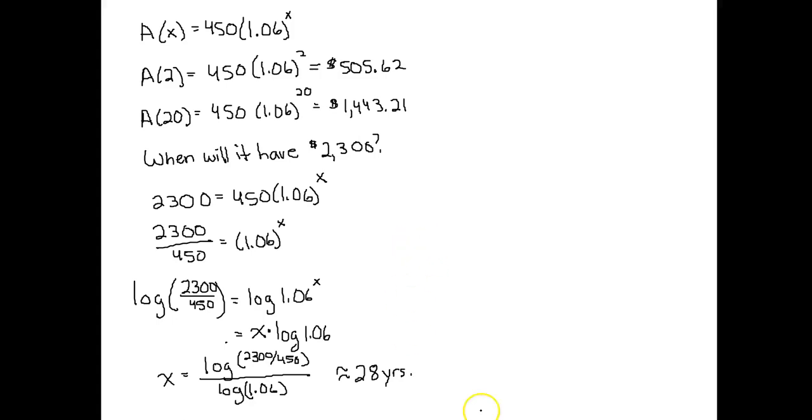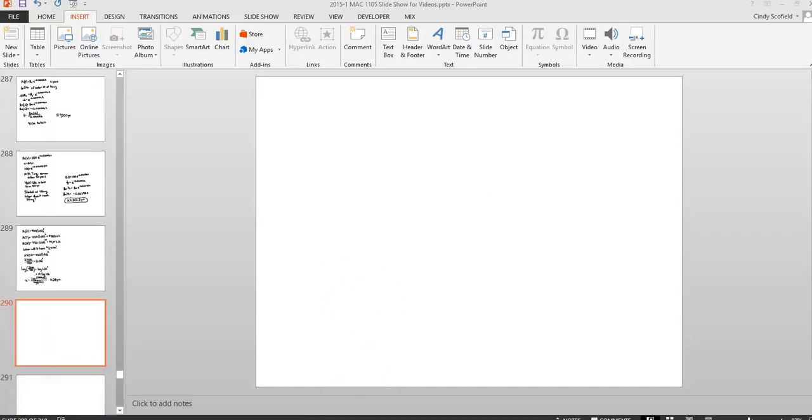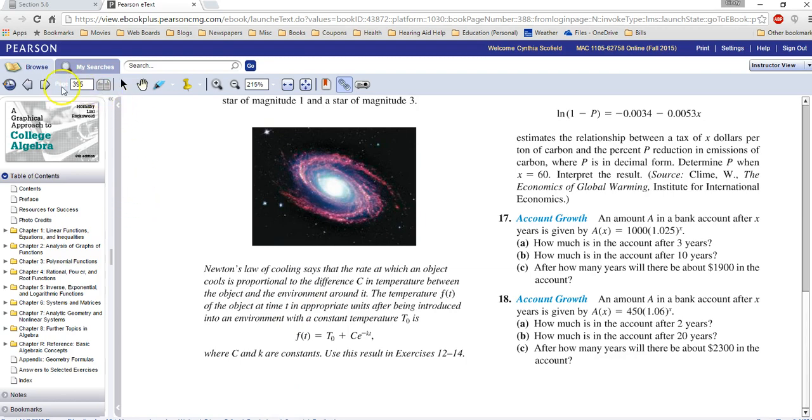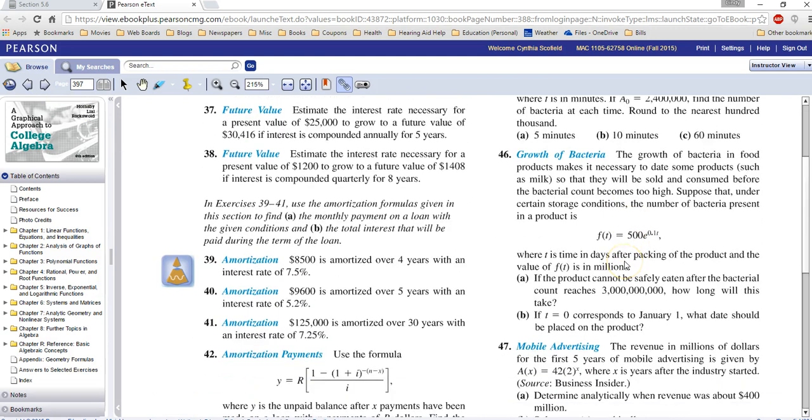Okay, we'll do 2 more questions with you. Next one's on page 397, number 46. The growth of bacteria in food products makes it necessary to date some products, such as milk, so they will be sold and consumed before the bacterial count becomes too high. Suppose that, under certain storage conditions, the number of bacteria present in a product is f of t equals 500 times e to the 0.1t, where t is time in days after packing of the product and the value of f of t is in millions.